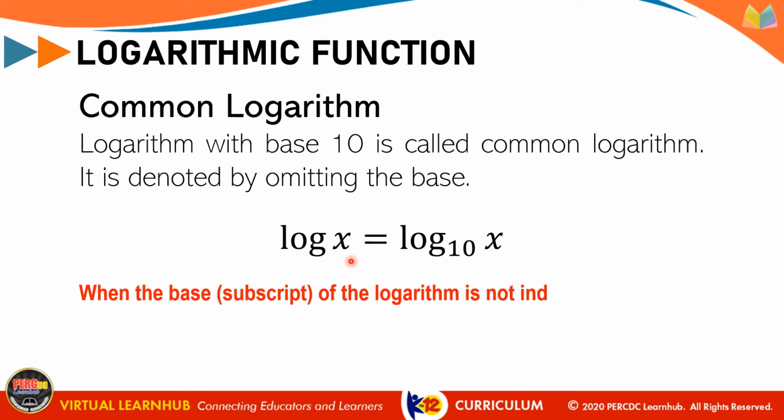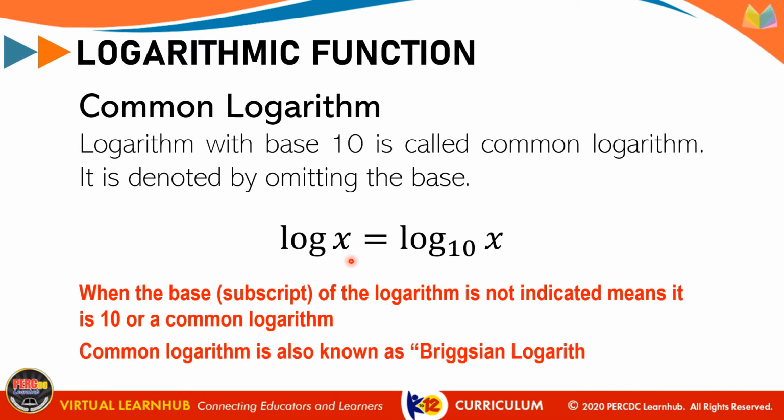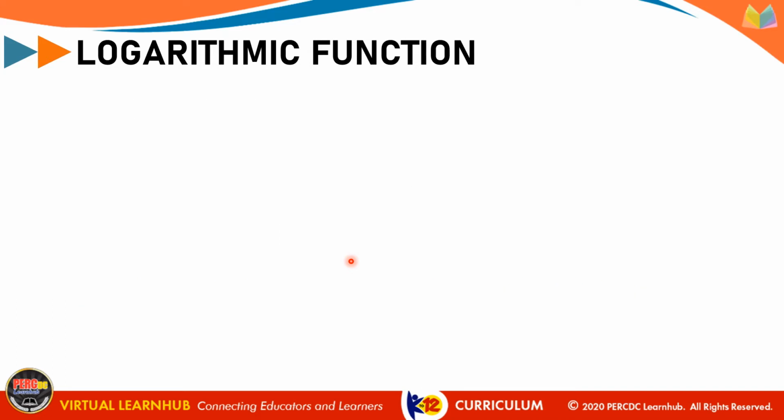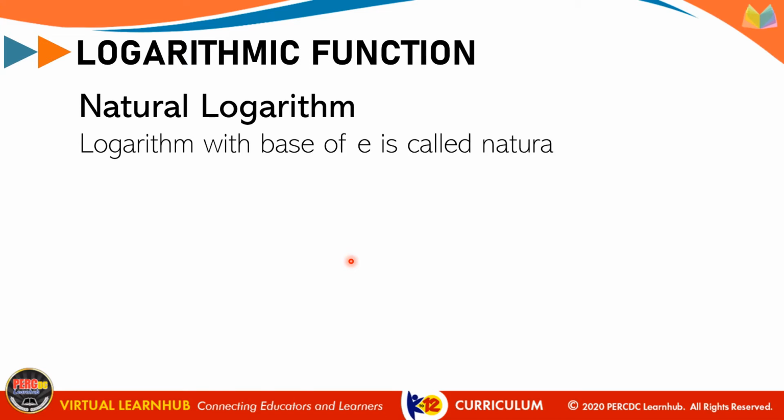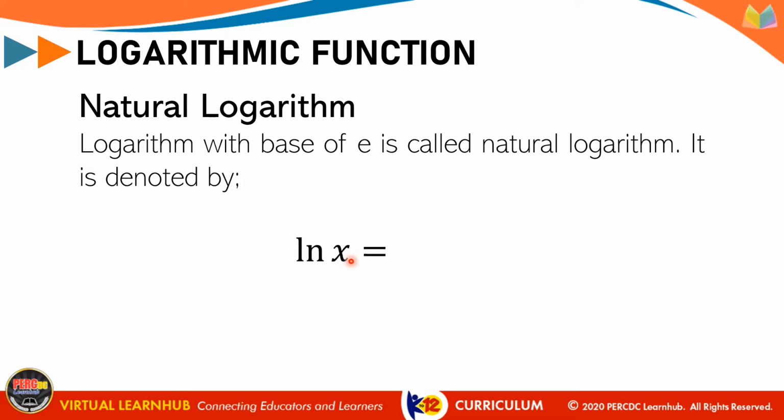Again, when the base or the subscript of the logarithm is not indicated, it means it is 10, or a common logarithm. Also, common logarithm is also known as Briggsian logarithm. Another commonly used logarithm is the natural logarithm. Logarithm with base e is called natural logarithm. It is denoted by ln of x equals log of x to the base e. ln is the same as logarithm with base e.